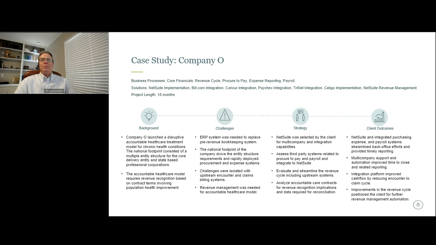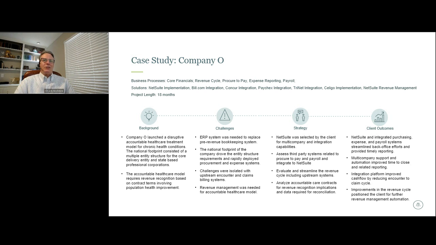It was driven by the capability for multi-company setup, as well as the integration capabilities of NetSuite, being able to talk to other systems. Rapidly after that, there were integration projects to address some AP automation and payroll so that they were able to do some automations into NetSuite and reduce the lift on both of those processes in the back office.